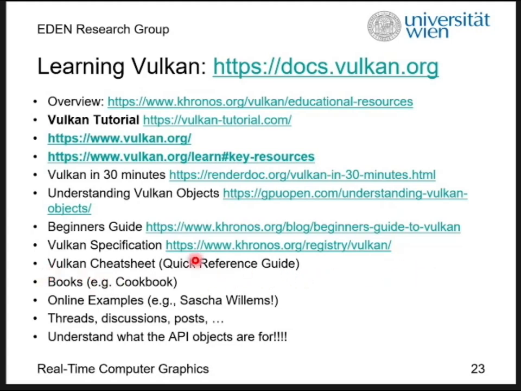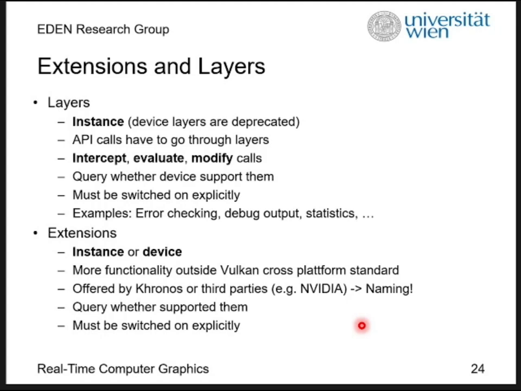And of course, there are cheat sheets. The specification, that's a lot to digest here. Lots of books. Good examples from Sascha Willems, both in C and C++, and so on and so on. So this is the bottom line. Understand what the API objects are for, how you use them. And it turns out that once you're through them and you have a good grasp, it's not that difficult. It's just you have a lot of options and choices to make. And even if you don't want to build the best possible product, you can really come up with a pretty good one.